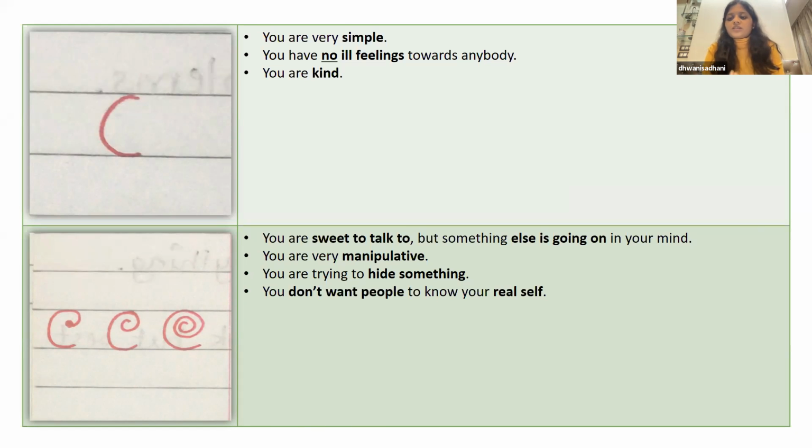These people don't want others to know their real self. They want to put on a very goody-goody mask, but it's not actually how they are. They're not as simple as they seem to be.